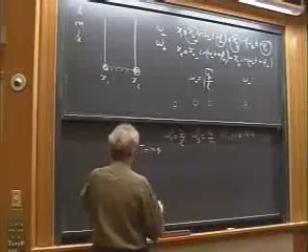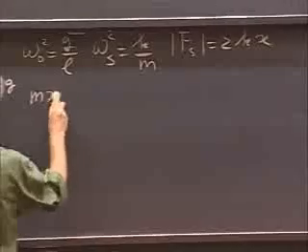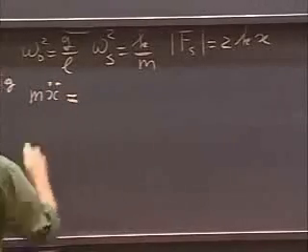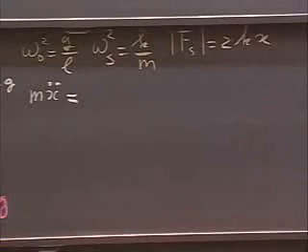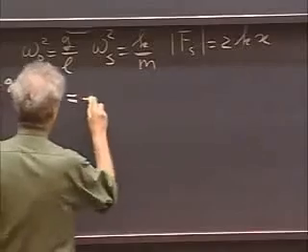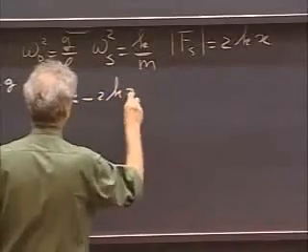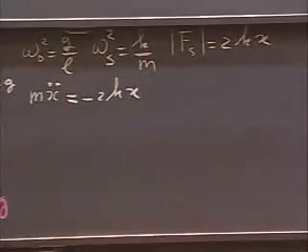So, Newton's second law: m x double dot equals... Now, there are two forces that I have to take into account. First, the spring force, which is minus 2kx. And then I need the horizontal component of the tension.